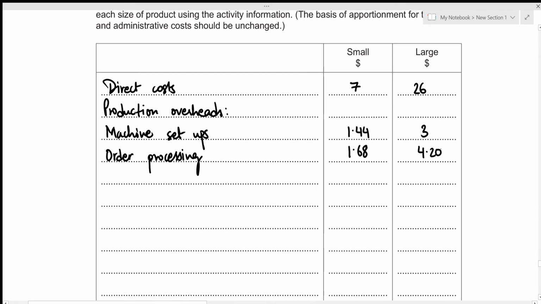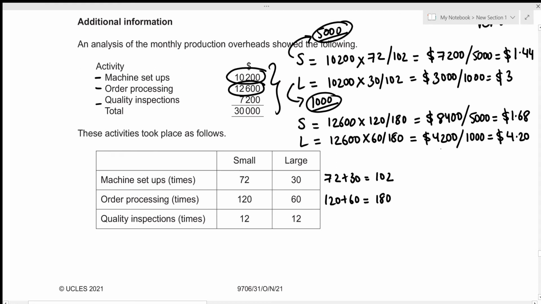Now we again need to repeat the same process for quality inspections. We can see that the quality inspections were done the same number of times for both the large sizes as well as the small sizes, which means that the total cost of the quality inspection amounting to 7,200 can be divided equally among the small as well as large sizes. So small and large, that's just going to be 7,200 divided by 2, which is 3,600. So this is the total quality inspections cost for both the small as well as large sizes.